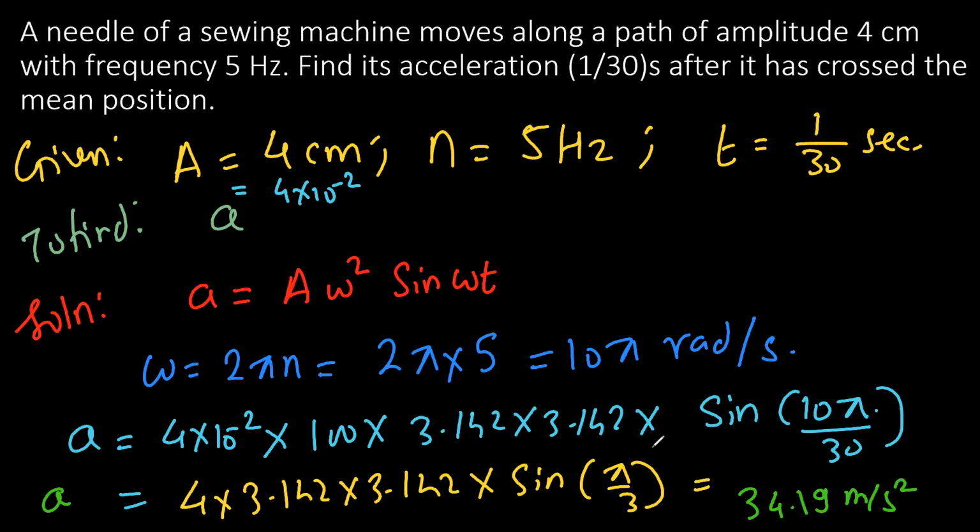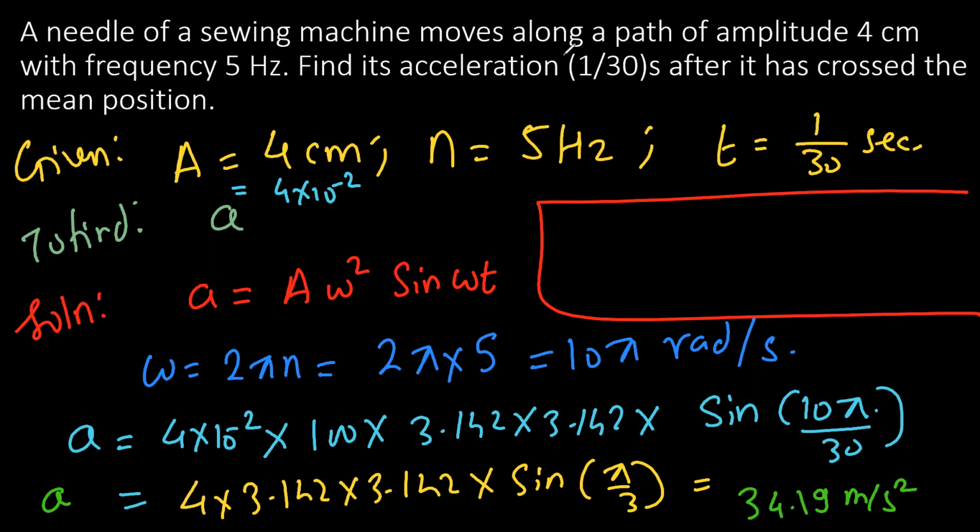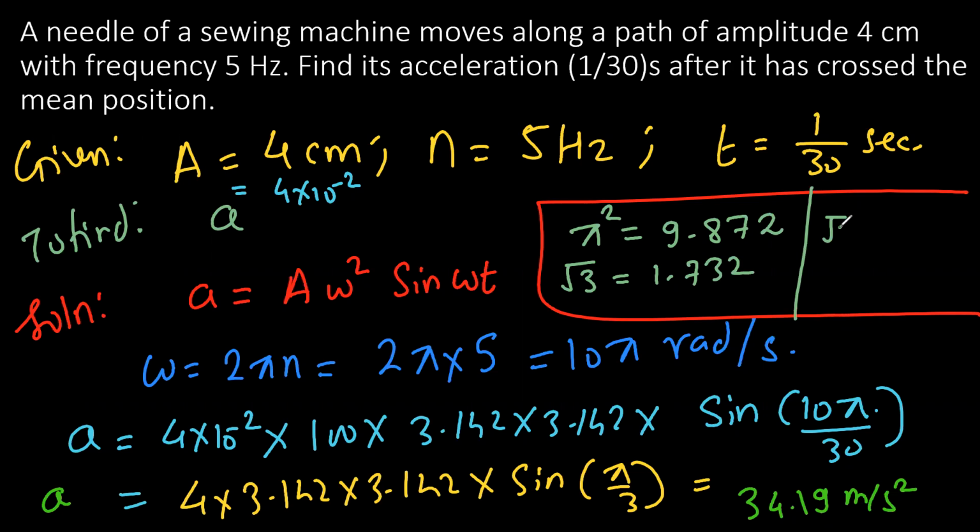Root 3 is how much? 1.732. And a few values you should always remember. So what are the values? Like pi square. The value of pi square is 9.87. So we need to multiply everything. Root 3 is 1.732. Root 2 is how much? 1.414. 1 by root 2 is how much? 0.707. Here, a few values you should note. Okay? Sure.